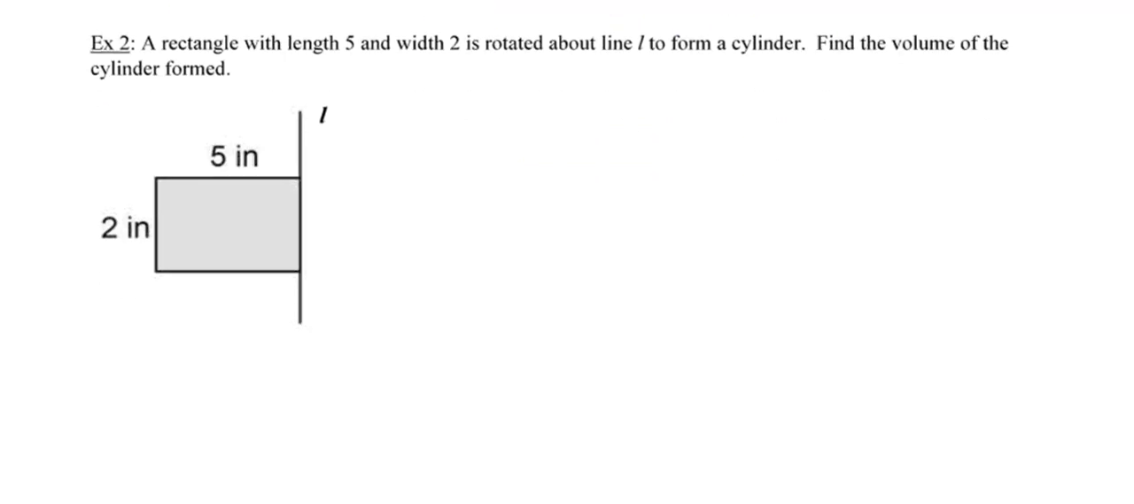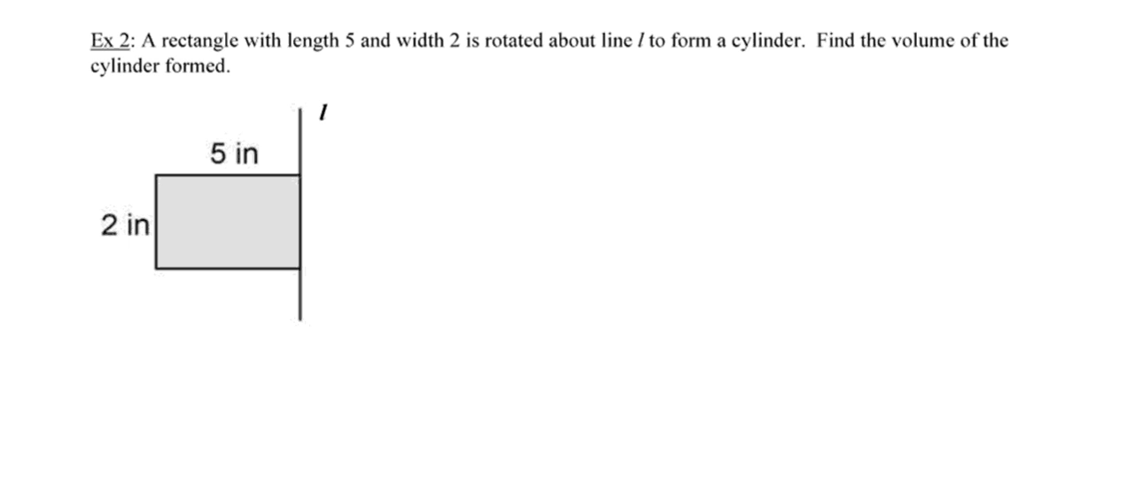Number 2 says instead of rotating a triangle, this time we're going to take a rectangle and rotate it around line L so that we can form a cylinder. Find the volume of the cylinder that's been formed. So again, I'm going to envision that rectangle coming out of the page at me, then flipping around and reflected across line L on the page, and then continuing its revolution and pushing back into the back of the paper until finally it returns to its original position.